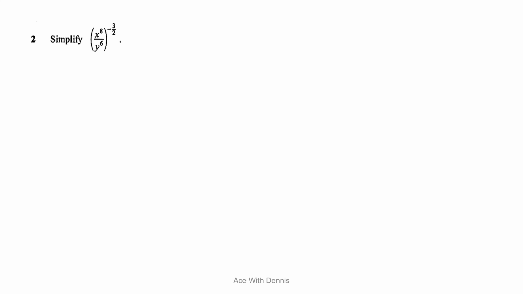Question 2. Simplify (x^8 / y^6) to the power of negative 3/2. 2 marks. So this is the expression given. The very first thing you have to do is make the power positive. Hence, when I make the power positive, the fraction inside the bracket will be reciprocal. Then it will be (y^6 / x^8) to the power 3/2.